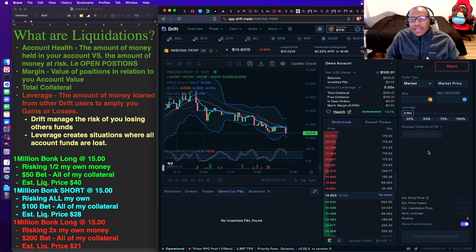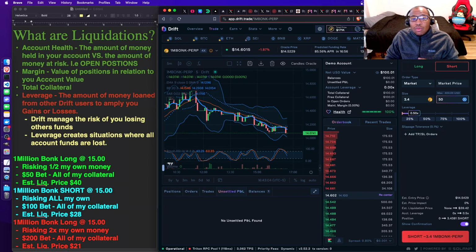Now, to make things as simple as possible, how do we wrap our minds around risk? Risk and risk of liquidation really comes down to leverage. Leverage really comes down to whose money you are putting at risk of loss. On our demo account, we have $100 deposited. If I want to make a $50 bet on the price of the Bonk perp going down, that puts me at 0.5 or 50% leverage because I'm only using half of my own funds. That's all I'm putting at risk is my own money.